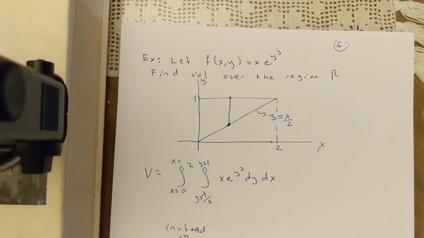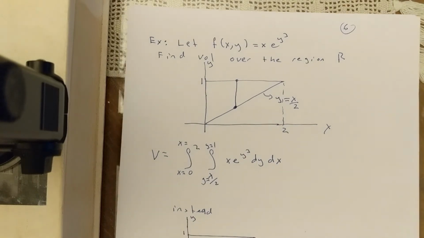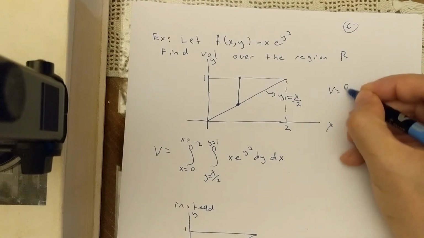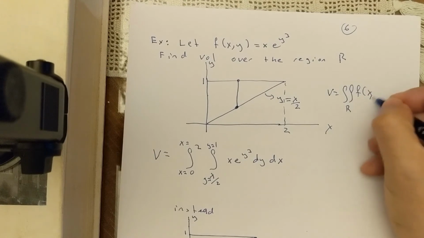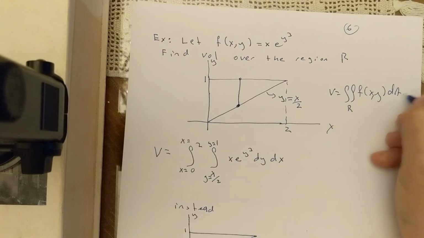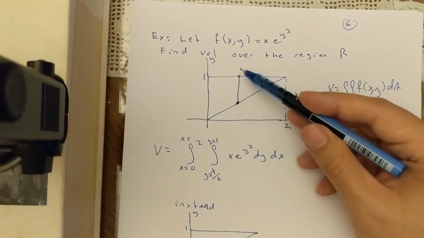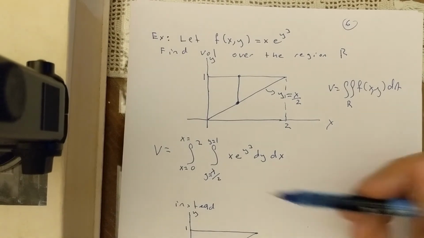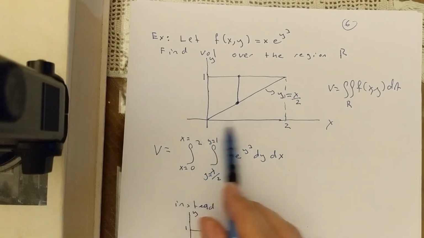So what I'm going to do is, everybody likes vertical elements. I'm going to write the volume using vertical elements. Remember, what was the volume? Volume was the double integral over the region R of f of x, y dA. So now we're going to do top minus bottom. The top is just y equals 1. The bottom is y equals x over 2. And we're going to evaluate this.